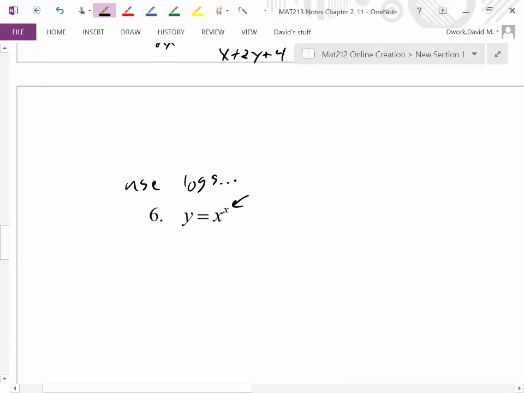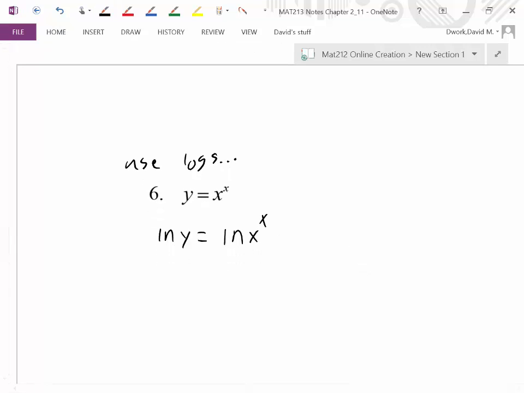Well, right now, what's causing the problem is I have a variable raised to a variable. So what I can do is just take the log of both sides. I'll use natural log since it's easier to work with. And now what you can see is I now have natural log of x raised to the x. So what that does for me is using log rule number 3, it says I can bring my exponent out to the front.